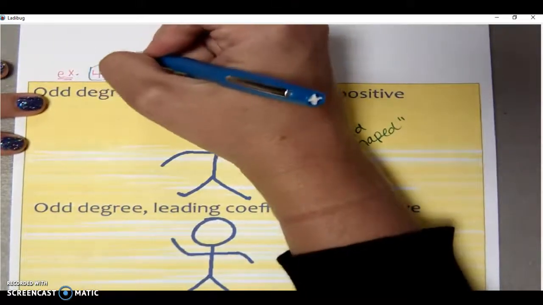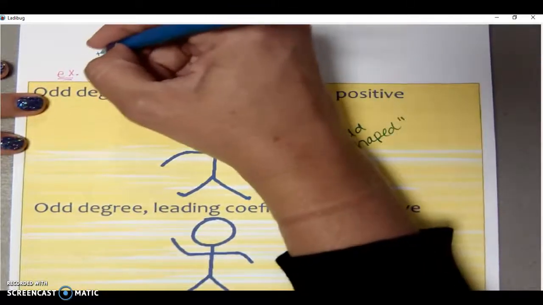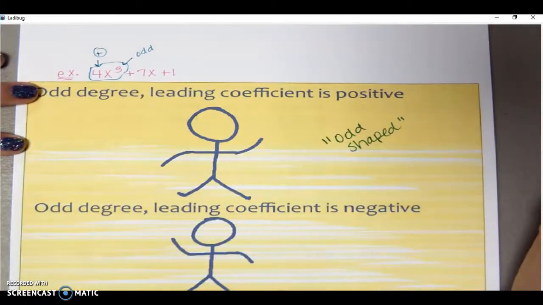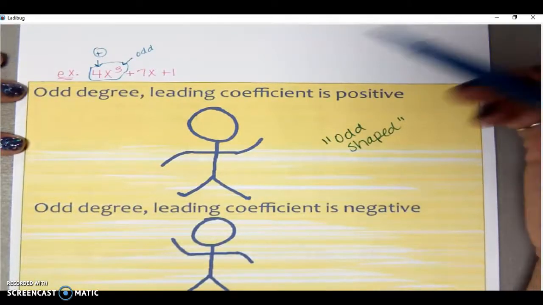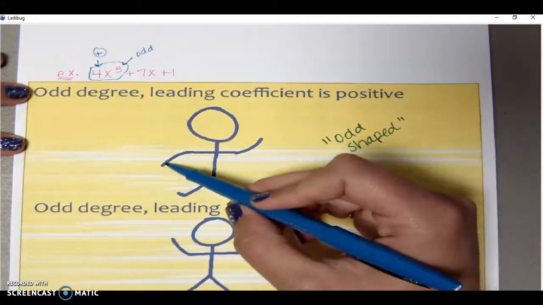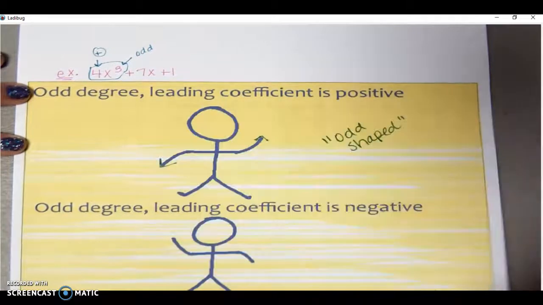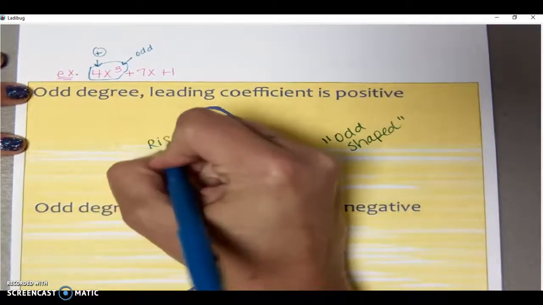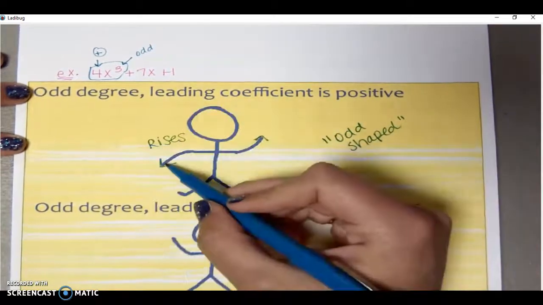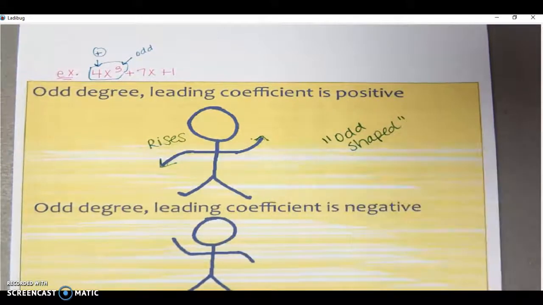The degree is odd, so it's going to be odd shaped. And the number out front, the leading coefficient there, is positive. So if it's a positive leading coefficient with an odd degree, the first side's going to be going down, the second side's going to be going up. I just think about that from left to right, this is going to rise. Okay, so it rises from left to right. It's positive, so it's going to go up.